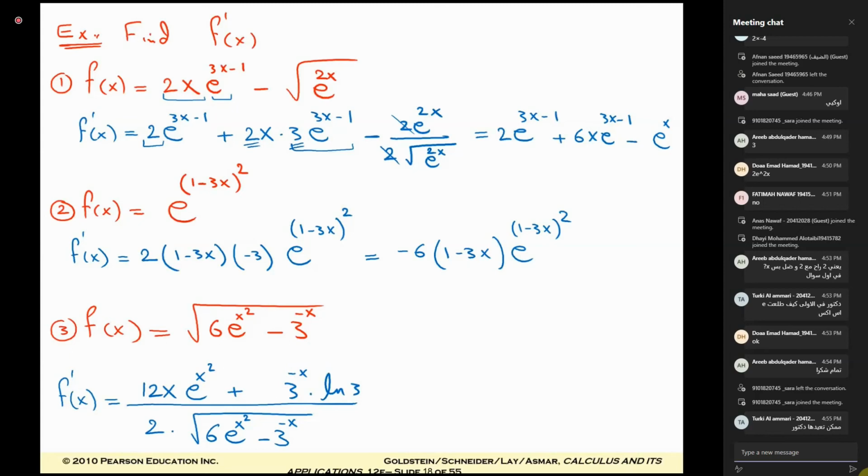Sorry, there is no need for this. This is 3 to the power negative x. The derivative of negative x is negative 1, multiplied by what? Negative 1, so we have a positive. And we put the exponential 3 to the power negative x and multiply by the natural log of the base. This means ln 3. Okay, any question?